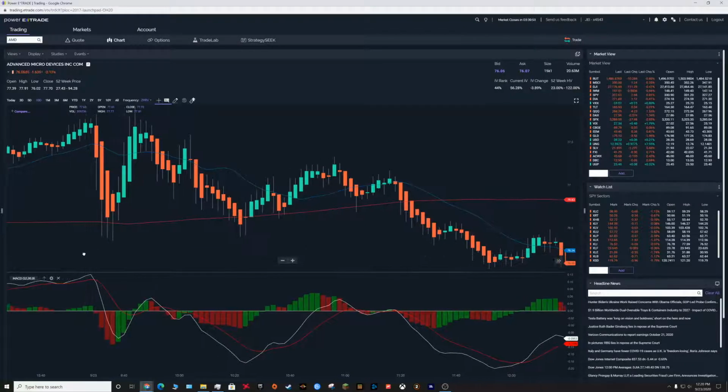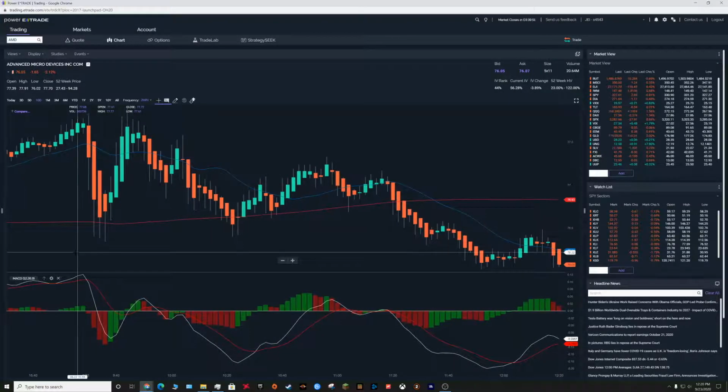So, we're looking at a 2-minute chart of AMD. This is today's action. It's ongoing. It's about 12:20 p.m. right now. The start of the day was here.